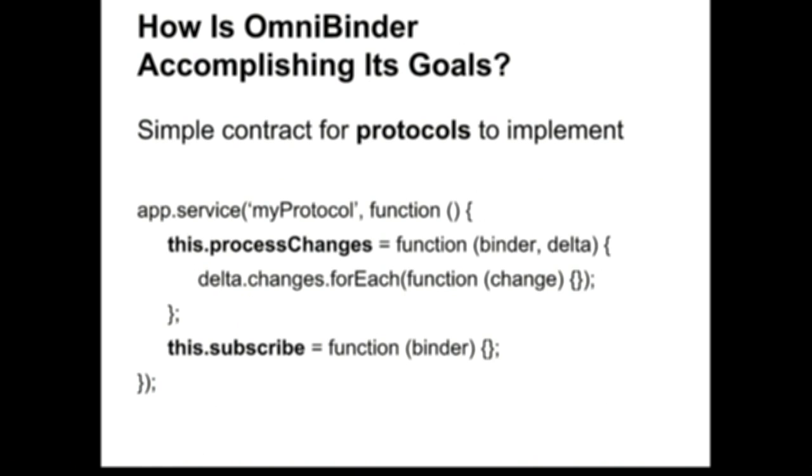Second is that we're implementing a simple contract for protocols to implement. There are really just two methods a protocol needs to provide. I can create a service for my protocol in Angular, and I just have a process changes and a subscribe method. Process changes looks at changes on this delta object, which are those object observe or array observe changes, and then determines how to apply those to my collection on the database or wherever it's being stored. And then there's a subscribe method that says, take my binder, look at my query, and then figure out how to subscribe to changes on the server and notify me when things change.